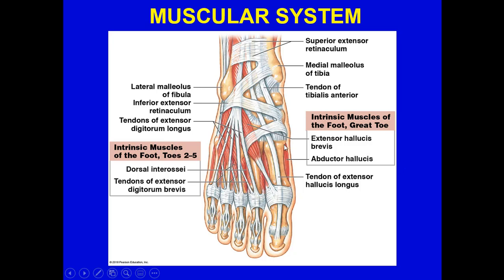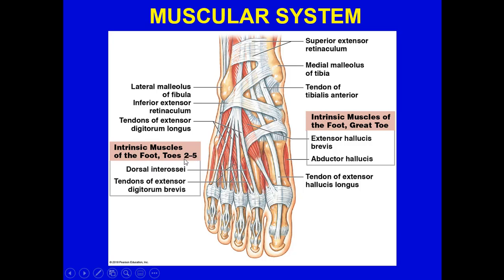We have underneath it the abductor hallucis. Okay. We have also a couple of other little structures here. By the way, this is our superior extensor retinaculum. This is the inferior extensor retinaculum, the lateral malleolus of the fibula, the medial malleolus of the tibia, the tendon of the tibialis anterior.